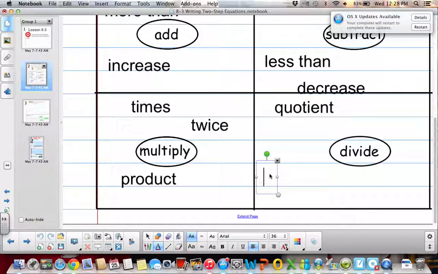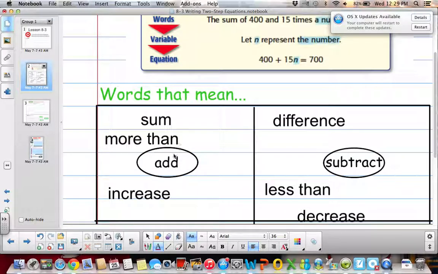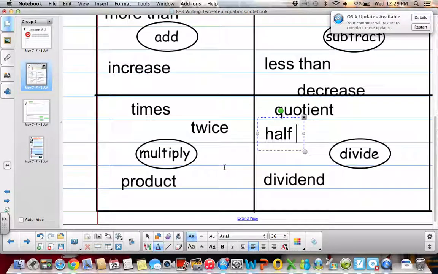We could also look for the word dividend, that's part of division. It could say half or thirds, or a fraction would be division. So these are just some of the words that we look for to determine if it's addition, subtraction, multiplication, or division. The more sentences that we read and the more equations that we create, the more that these will come naturally to us to remember.